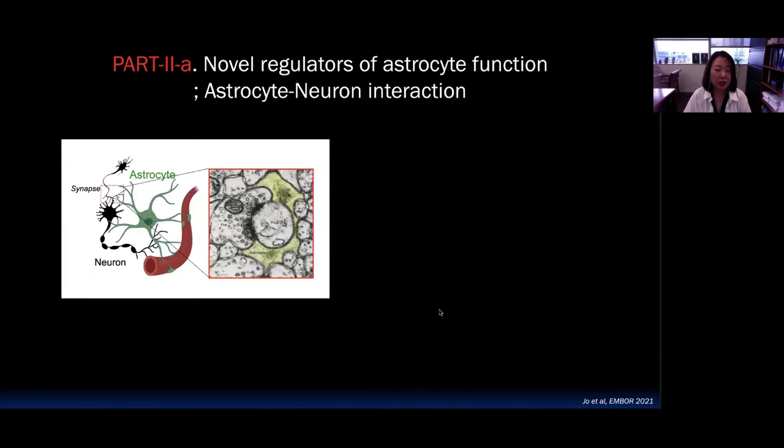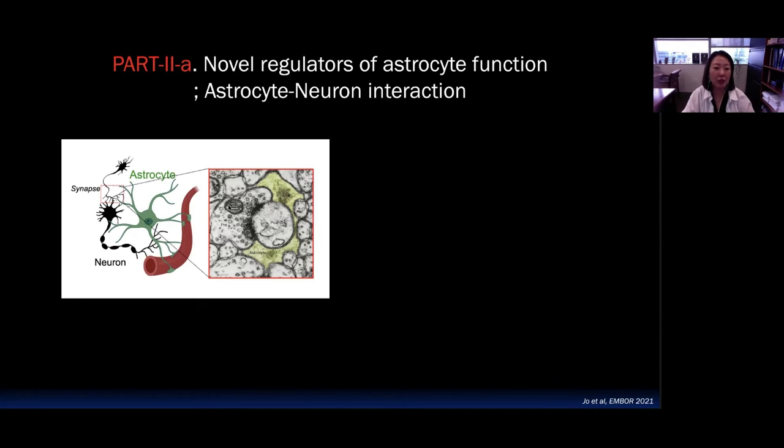So astrocyte is very interesting. They have a unique interaction with the neuron to form the synapse. They also have a unique interaction with the BBB. So we are very interested in how this astrocyte makes this unique interaction with two different cell types and how that function is affected in development as well as in a disease condition.